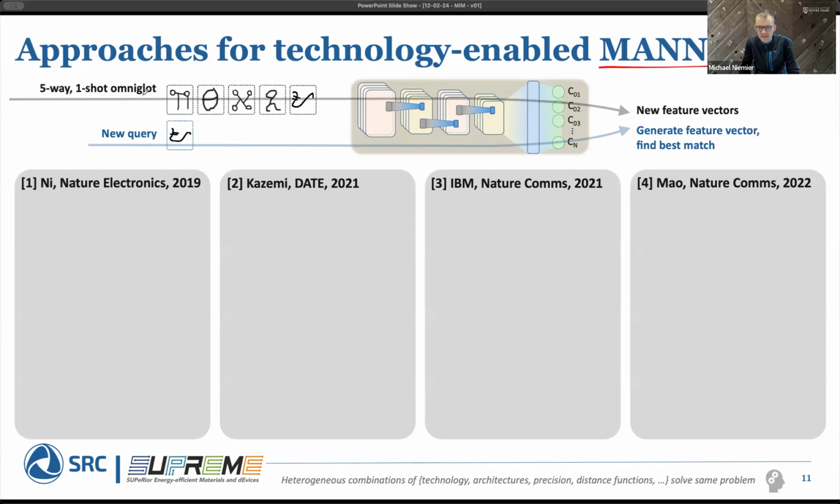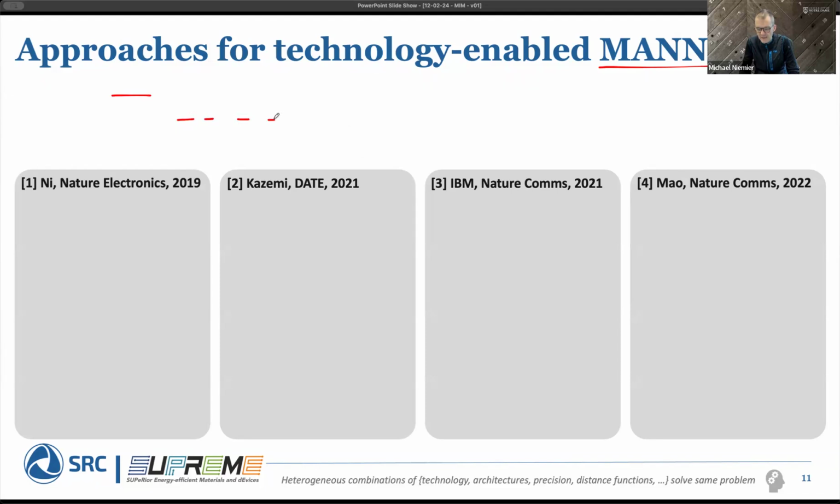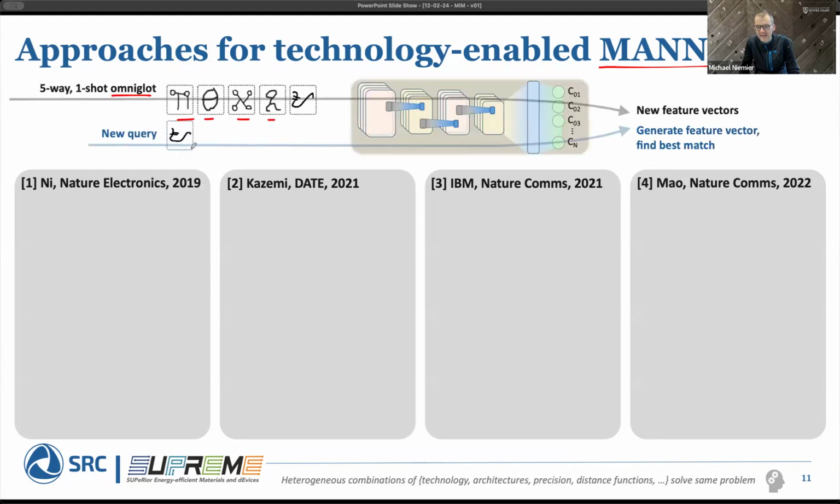So basically, using this Omniglot data set, showing some number of examples of new classes that it hasn't seen before, providing a new query and seeing if we can find the best match. So we've looked at ferroelectric solutions. There's been work with mapping the values to hyperdimensional spaces from IBM. Some colleagues at HKU have looked at complete end-to-end RRAM solutions and so on. So I want to talk about that a little bit more here.